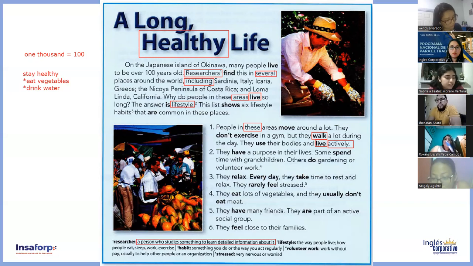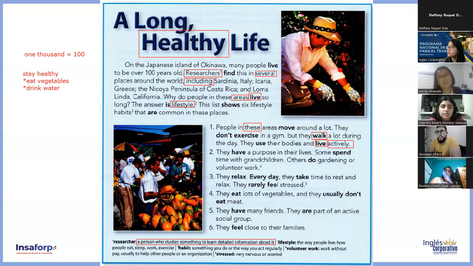Okay, so let's continue with number three. Yes, Stephanie, tell me. They relax every day. They take time to rest and relax. They rarely feel stressed. They rarely feel stressed. Okay, very good. Is there a word here, guys? ¿Alguna palabra? Rarely. Right, rarely. Okay. La pronunciación is going to be rarely. Esta es la pronunciación, right? Rarely. Okay, so let's continue with number four.